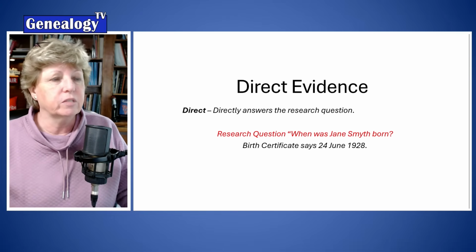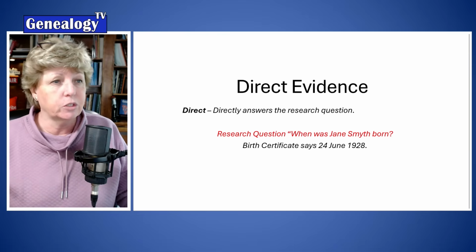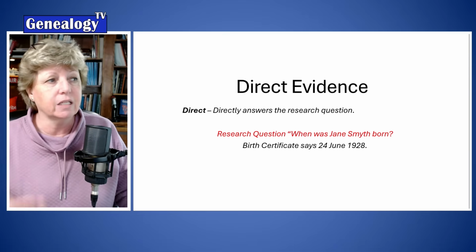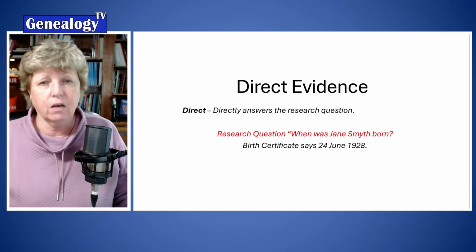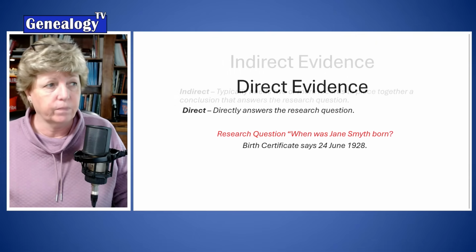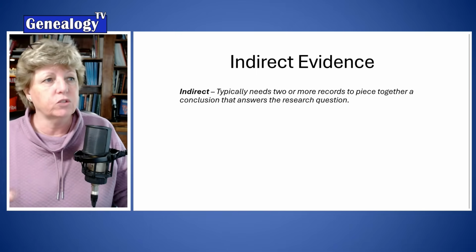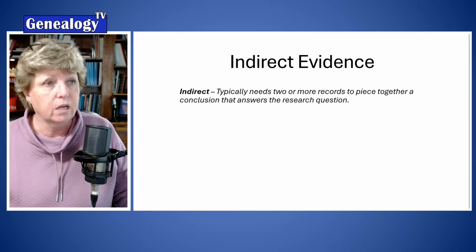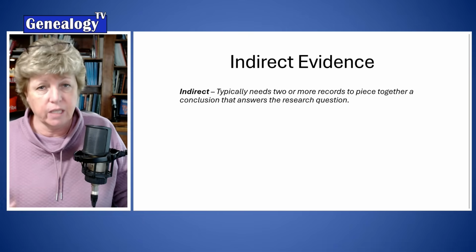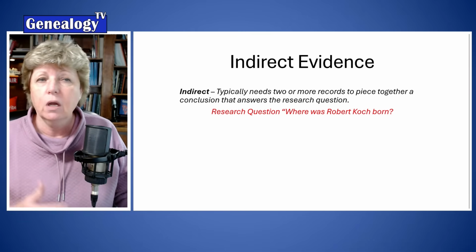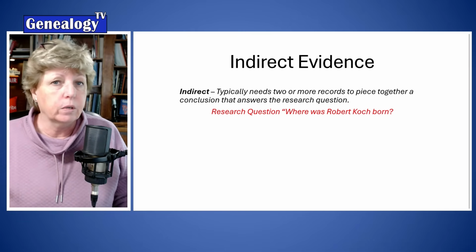A research question might be as simple as when was Jane Smith born, and her birth certificate gives us that date. That is direct evidence of the research question. Indirect, right? Remember, it typically takes 2 or more records pieced together to come to a conclusion that answers the research question.